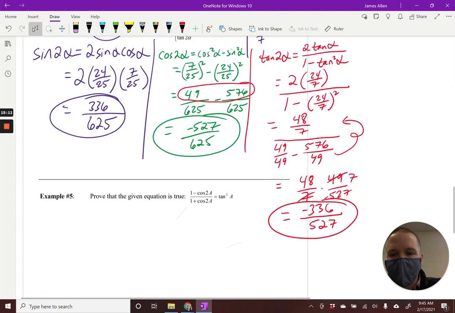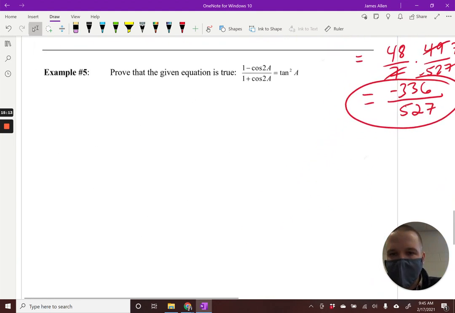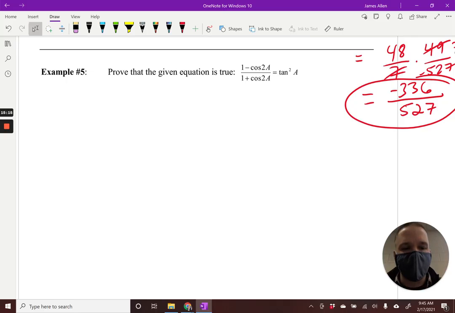All right. Example 5. So I'm going to take a quick screenshot of our cosine formulas. So we have the 3 of them to look at because we're going to be using those to help us prove that this is true.